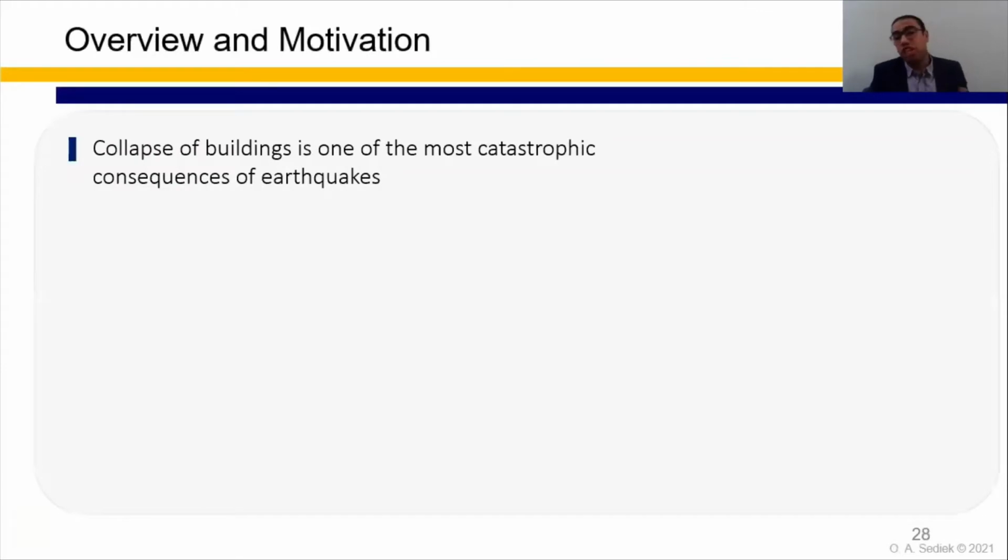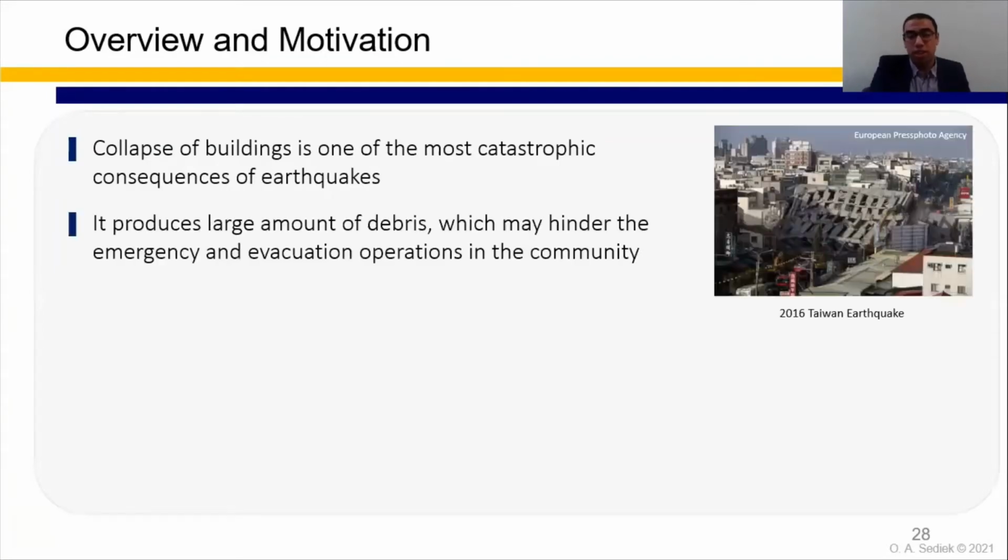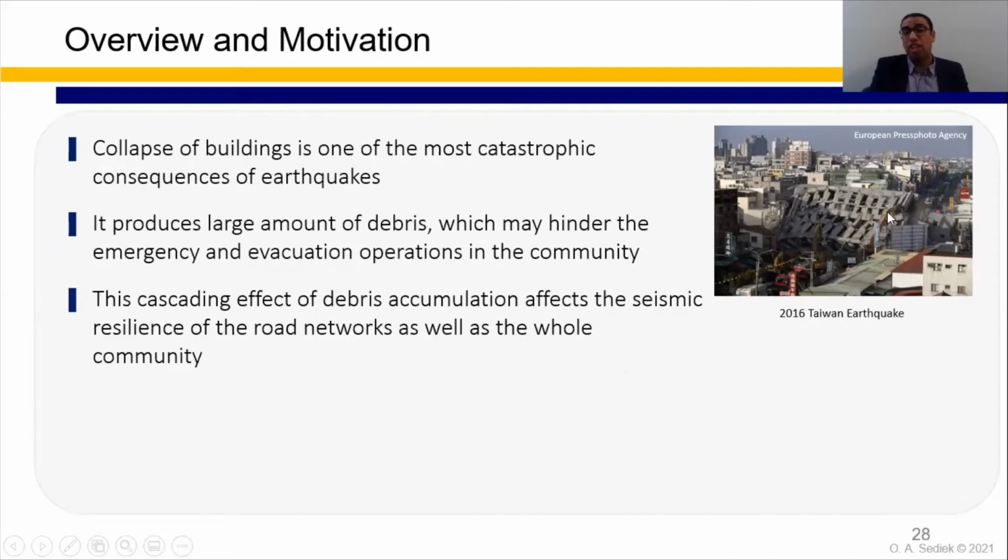So what is the motivation behind this? Actually, collapse of buildings is one of the most catastrophic consequences of earthquakes. As we can see here, it produces a large amount of debris, which may hinder the emergency and evacuation operations. This is the collapse of a 17-story reinforced concrete building that happened in 2016 in Taiwan. And as we can see here, the collapse of this building actually totally blocked the adjacent road.